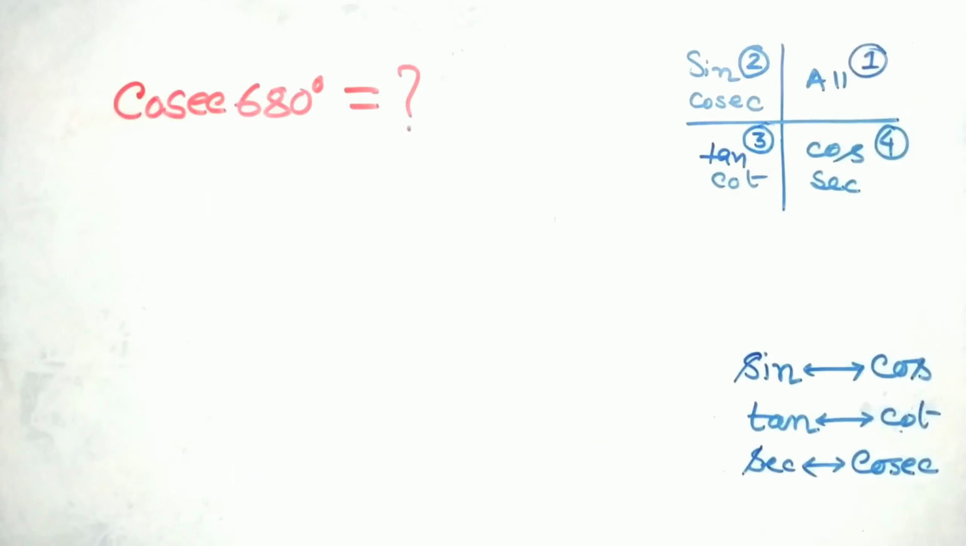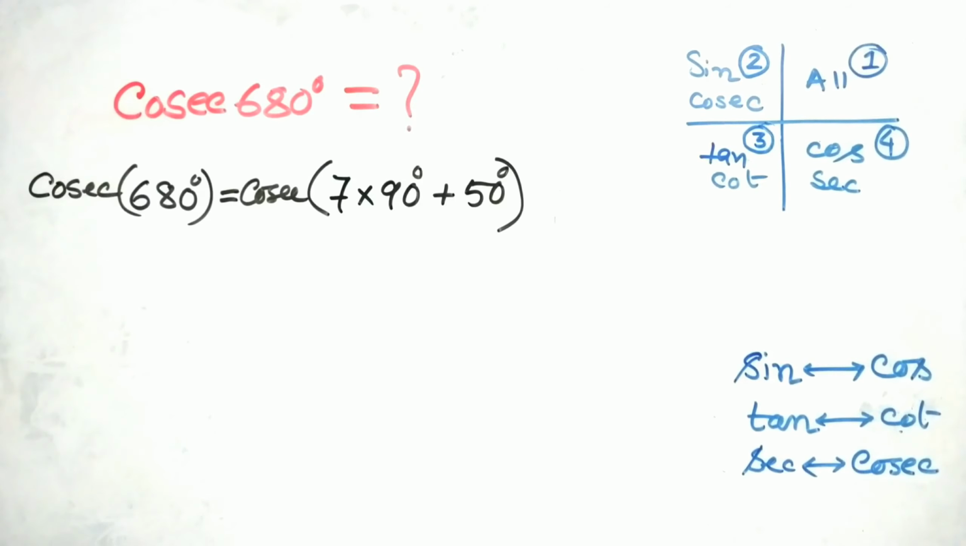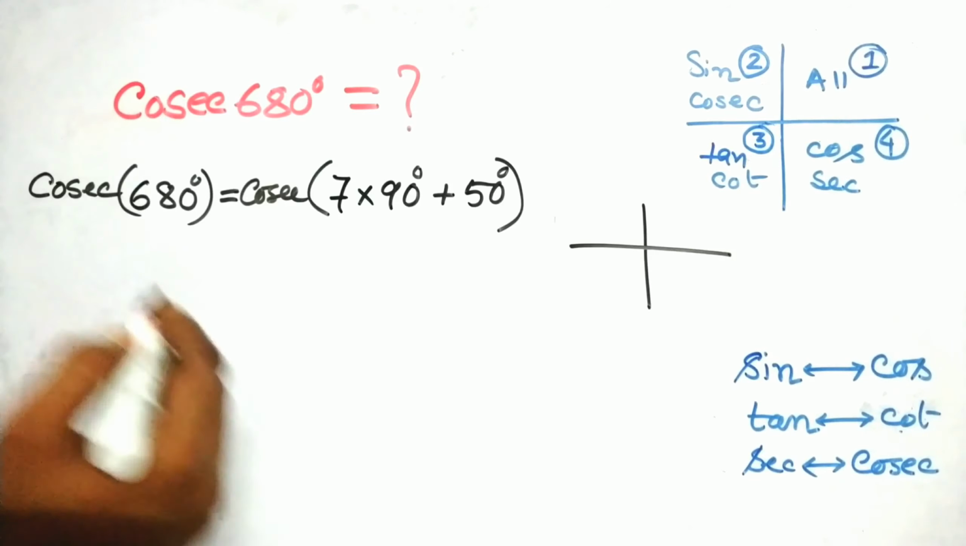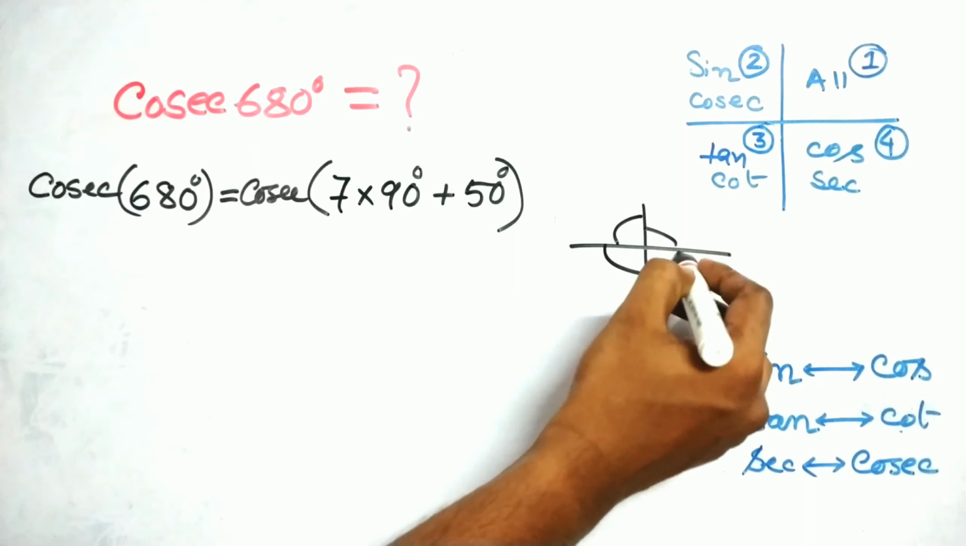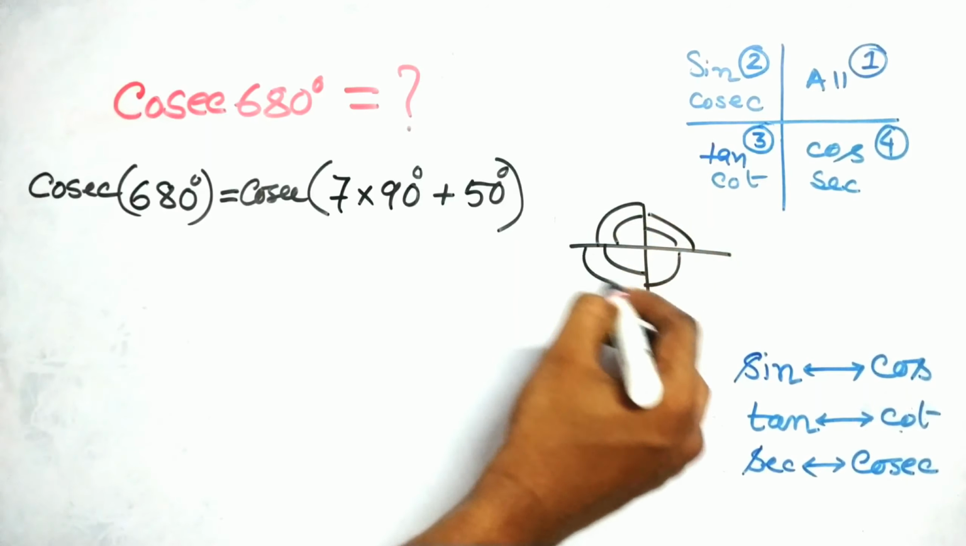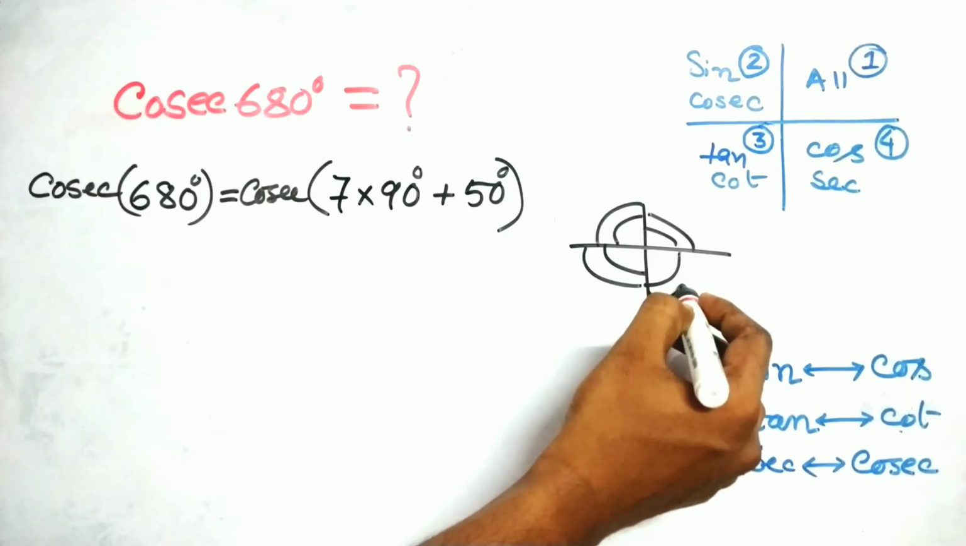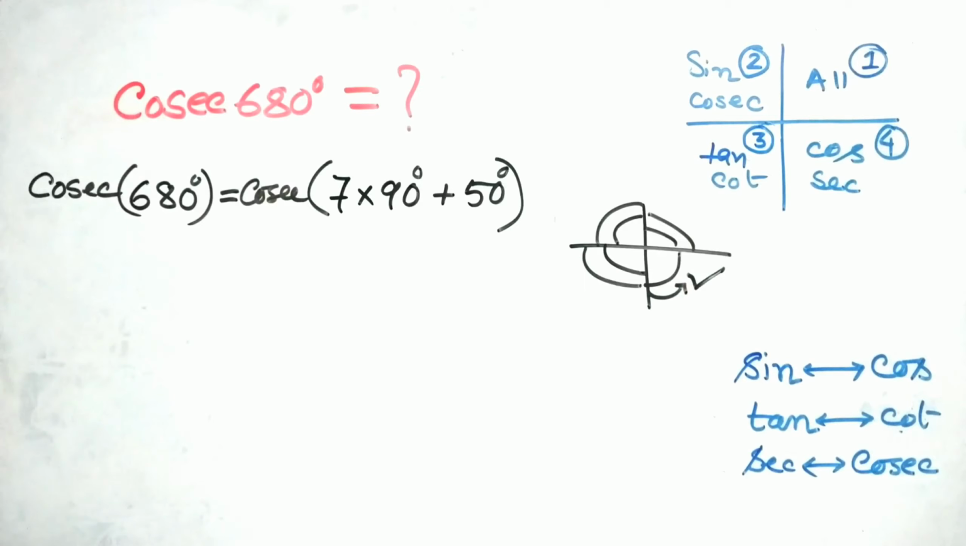So let us find what cosec 680 degree is. Now 680 can be written as 7 into 90 plus 50. Let us put cosec on both the sides. Now we will check in which quadrant this angle is. Since it is 7 into 90, we will count 7 times. So 1, 2, 3, 4, 5, 6, 7. Then 50. So this quadrant. So this quadrant is for cos and sec, not for cosec.